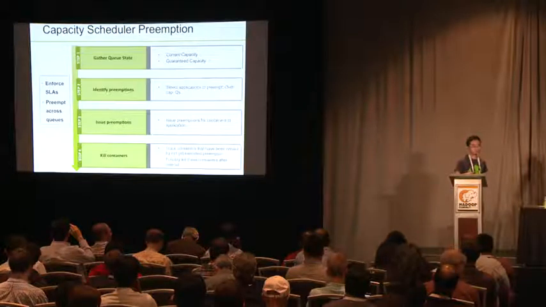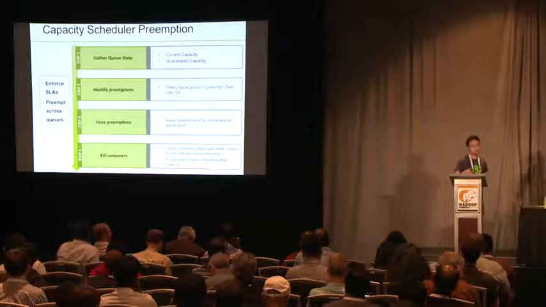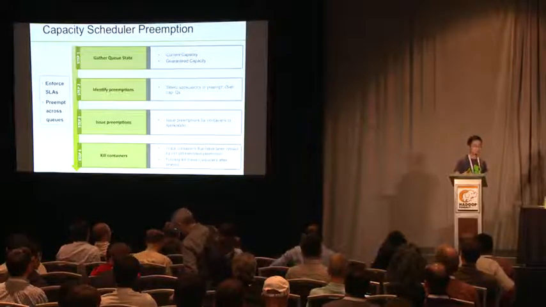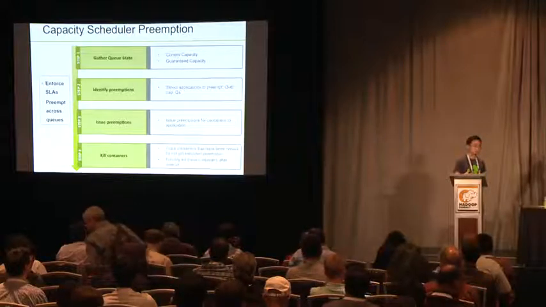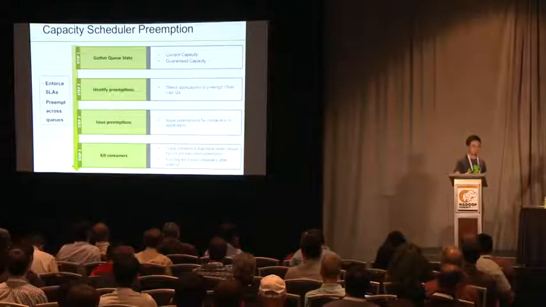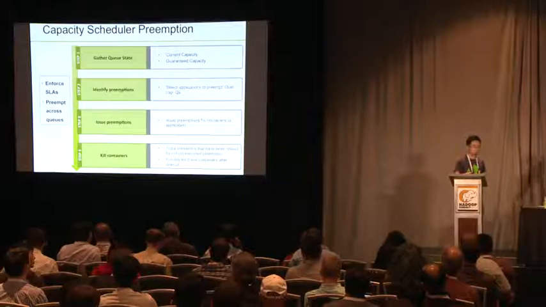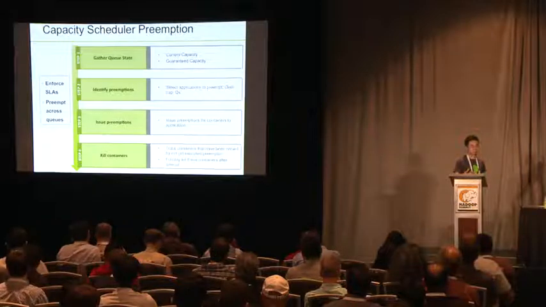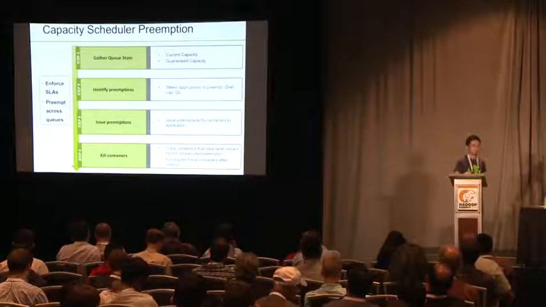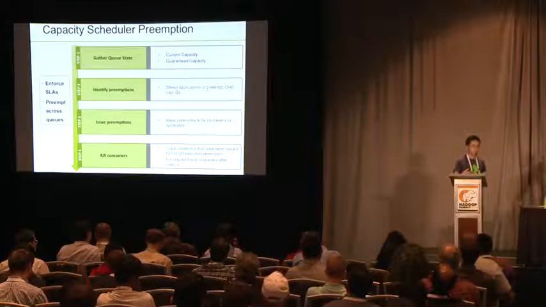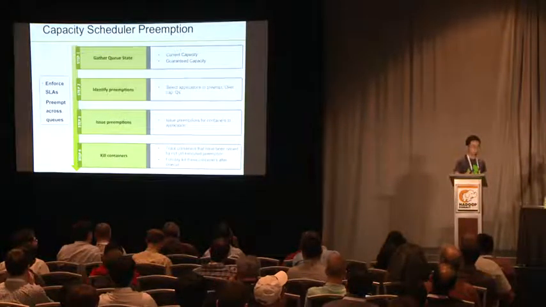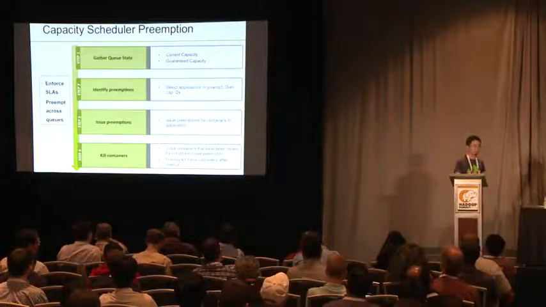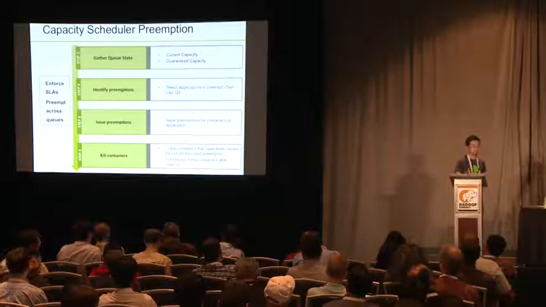So if one queue has used up all its resources, gone over its capacity limit and taken over some resources from another queue, and if the other queue wants to reclaim those resources back, it has to wait for the earlier queue to release the resources themselves. So this is where preemption comes in. Preemption allows the queue to forcibly reclaim those resources back from the other queue without just waiting for those resources to be released themselves.